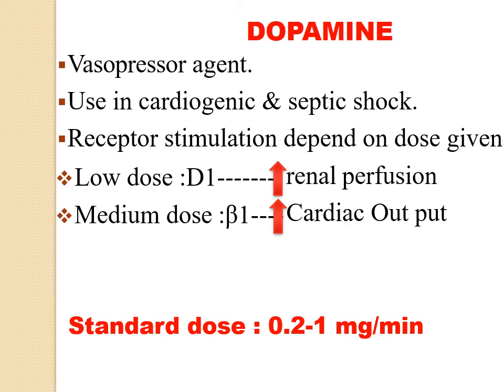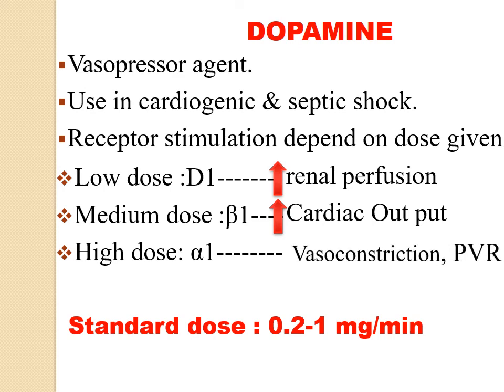cardiac output, whereas the high dose acts on alpha 1 and shows vasoconstriction and increase in the pulmonary vascular resistance. And the standard dose of dopamine is 0.2 to 1 mg per unit.